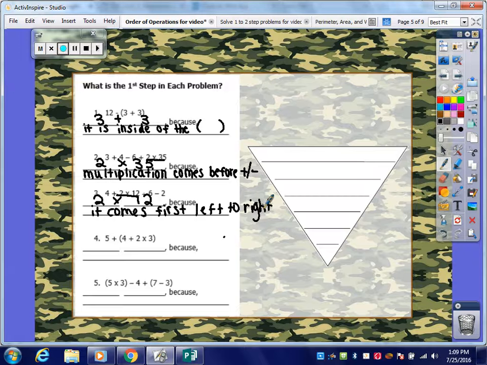Table 5, desk C. What do you think the first step would be in problem 4? Okay, 2 times 3. What is one reason why 2 times 3 comes first? Good, because it's inside the parentheses. Table 6, desk A. What is another reason why 2 times 3 would come first? Why does it come before you have to do 4 plus 2? Good, because within the parentheses, multiplication still needs to come before addition.